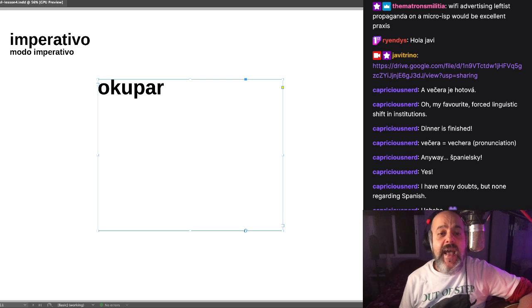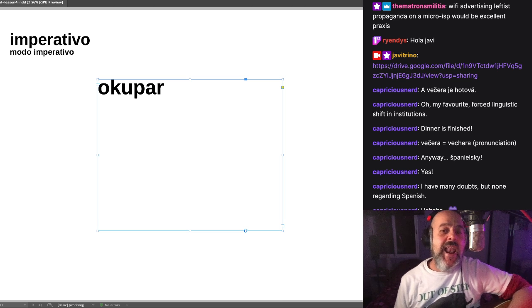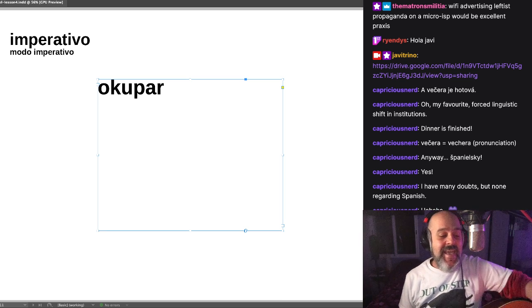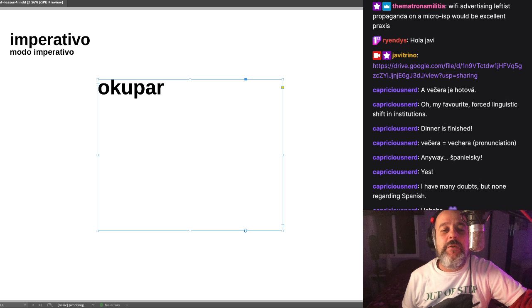So, dales acción, búscame, dales acción en la calle. Yeah, that would be something.